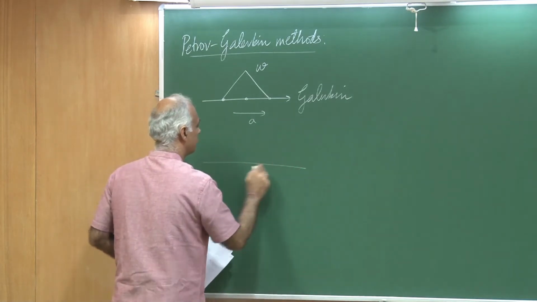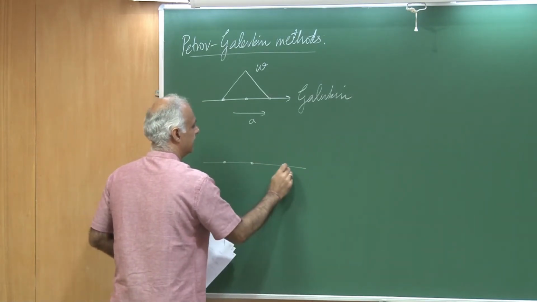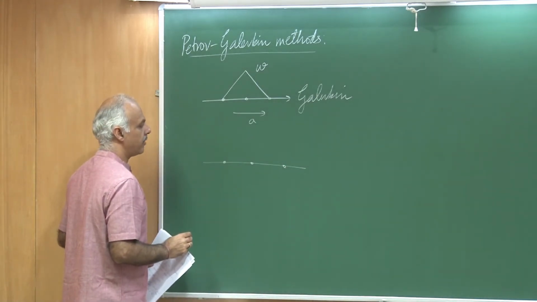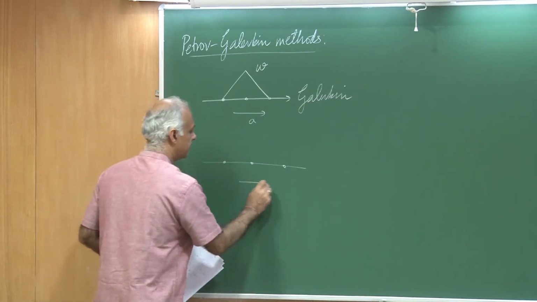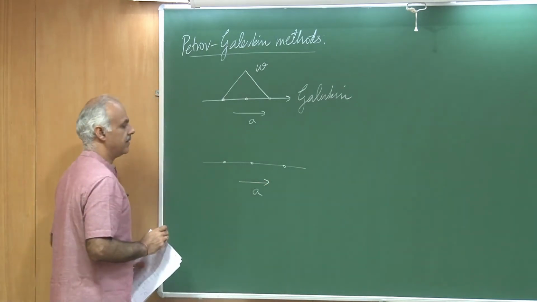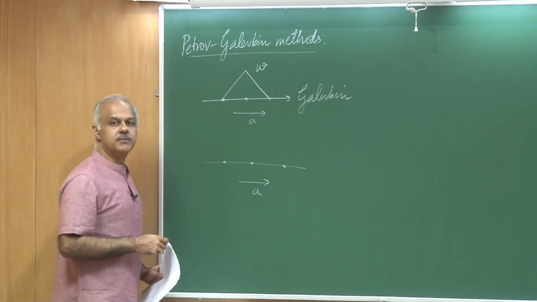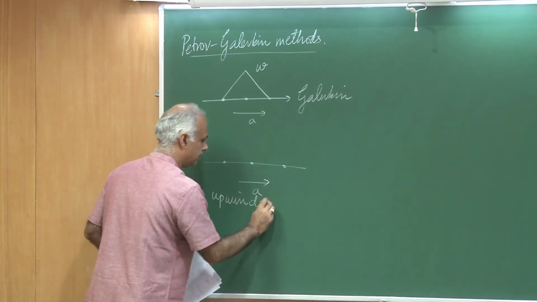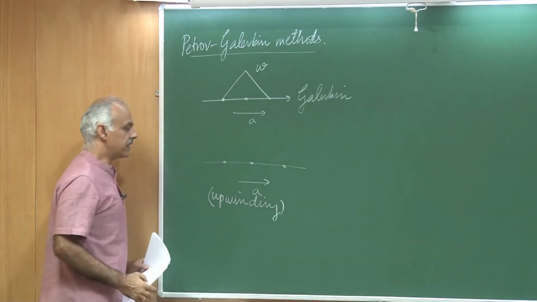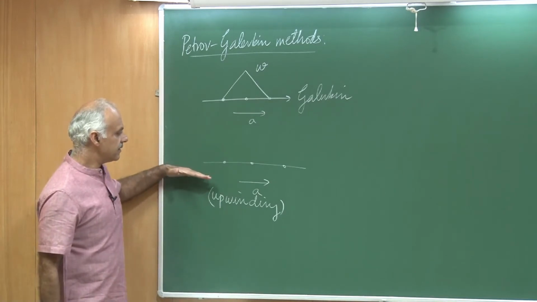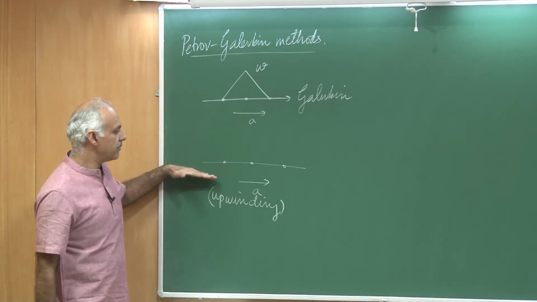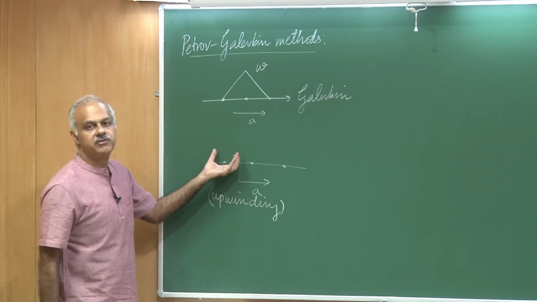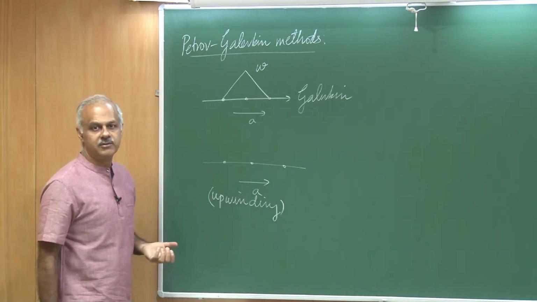Now suppose I want to illustrate the same set of nodes in an element or two elements. So this is my direction of speed, but I want to use the concept of upwinding. What it means is that because the flow of information is from left to right, I should give more weightage to the upstream information as opposed to the downstream information.